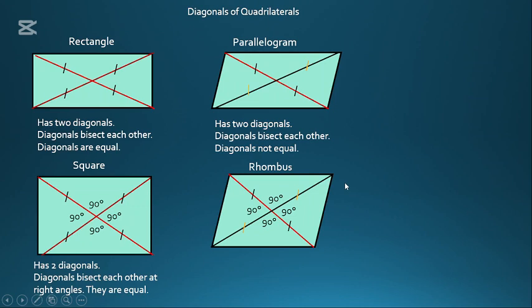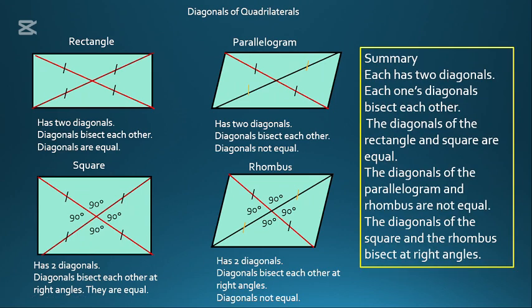Then lastly we have the rhombus. Two diagonals, right, bisect at 90 degrees, and the diagonals are not equal. I know it's a lot to remember. For that reason I actually have a summary here, and we go through that summary quickly.